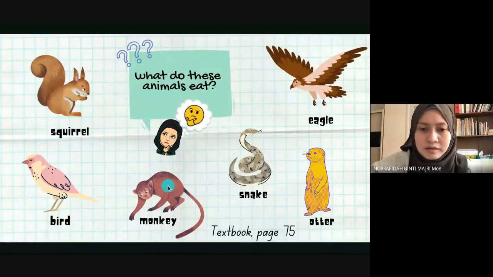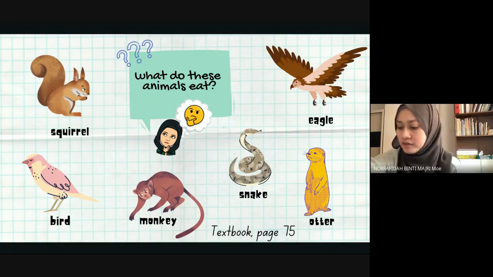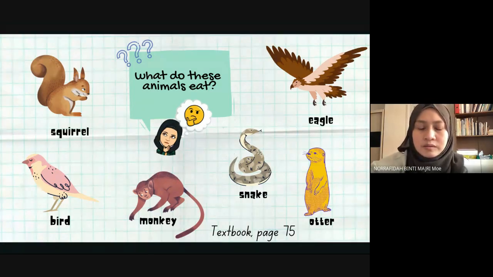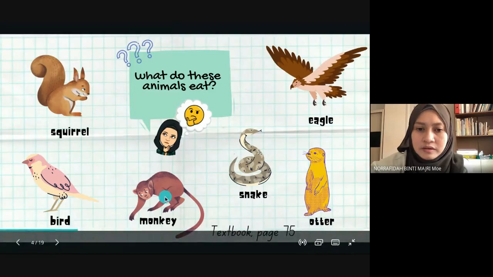Okay, monkey. Banana. Yes, banana, fruit. Other than banana, they also eat other fruit, rambutan, if there is any. Other than that, monkeys also eat small insects. If there are lice or small insects, they also eat them.